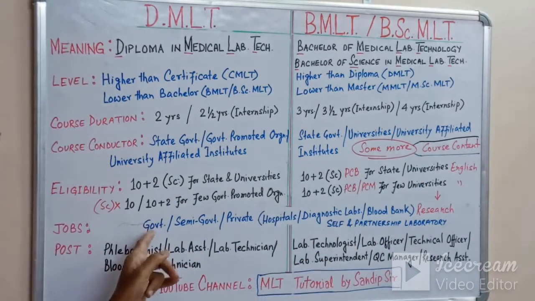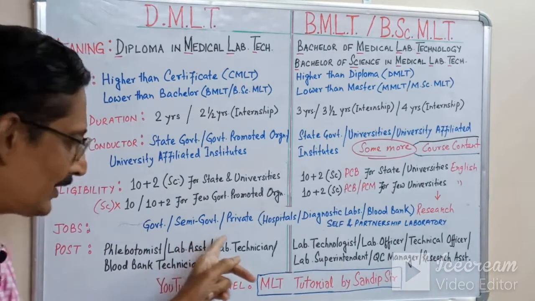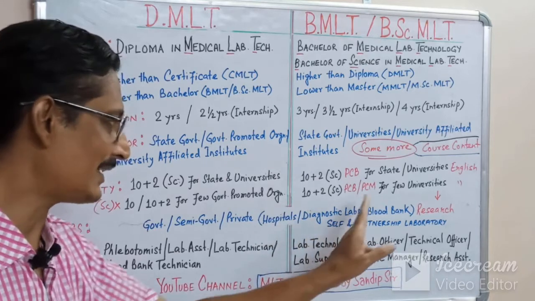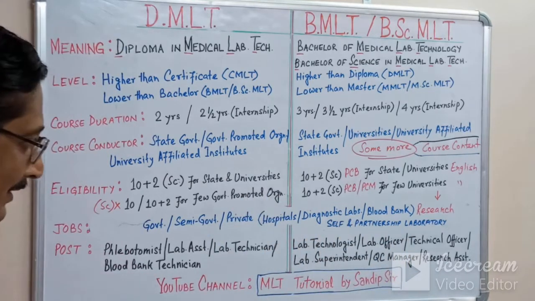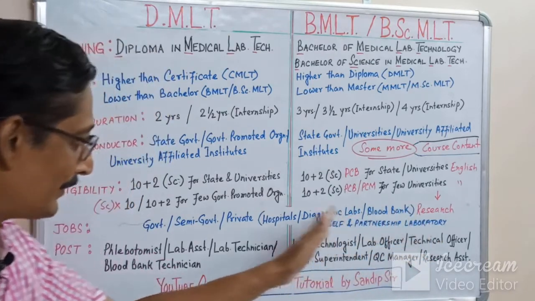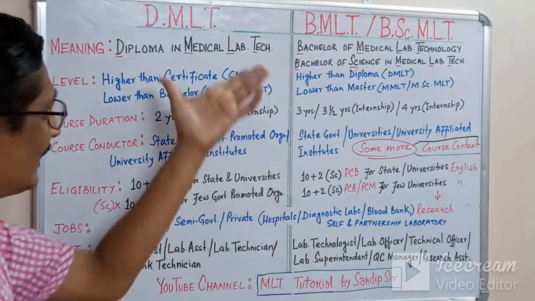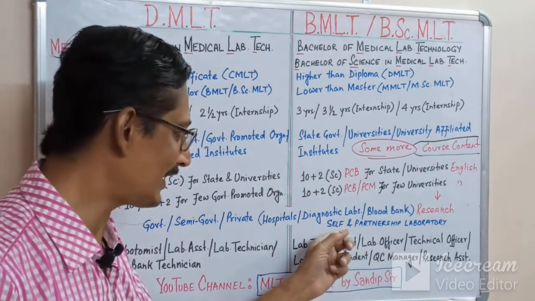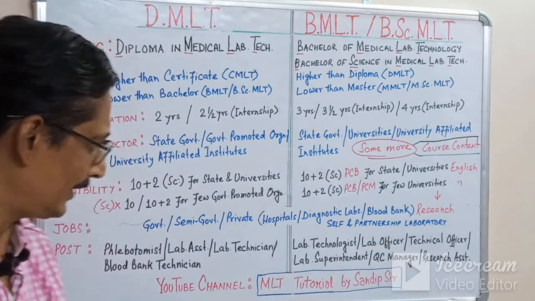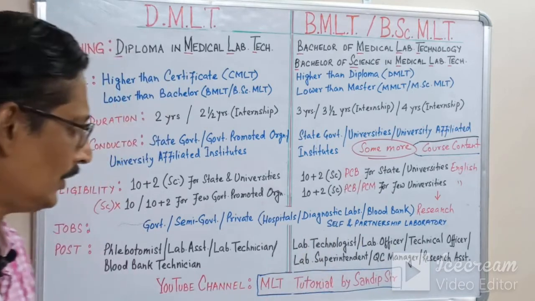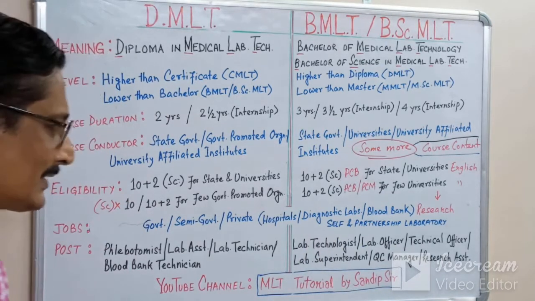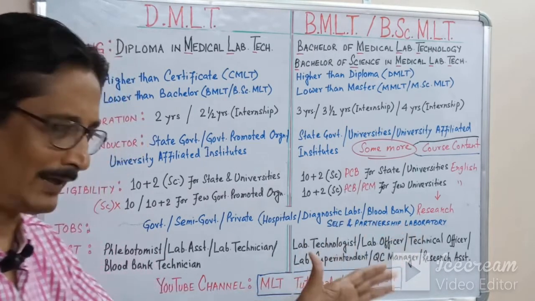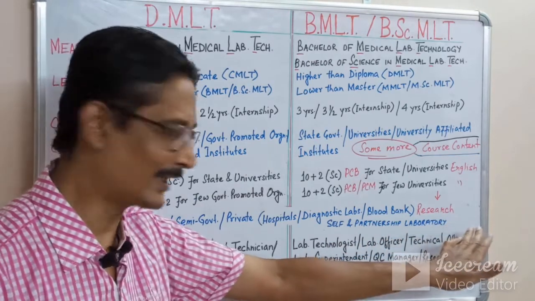The jobs are provided by job providers in government organizations, semi-government organizations and private organizations, in their hospitals, diagnostic labs and blood banks. Blood banks are the main concern. Everywhere they are appointing diploma or bachelor degree personnel, and apart from that you may go for a self or partnership laboratory. With your 2 or 3 close friends, you may study together and go for a partnership laboratory, and you can expect a healthy income.